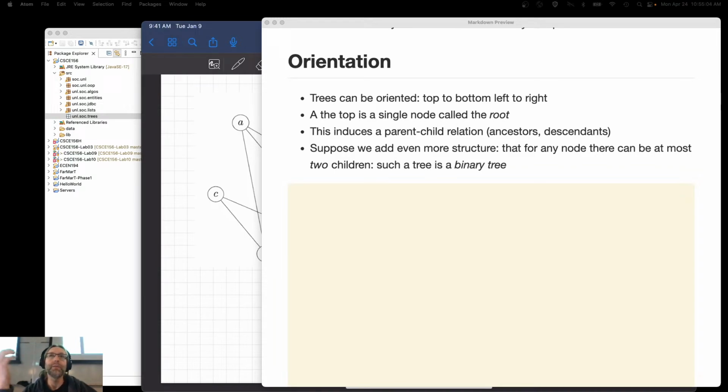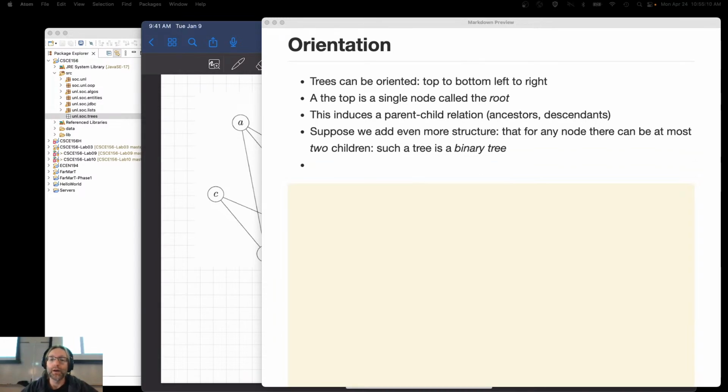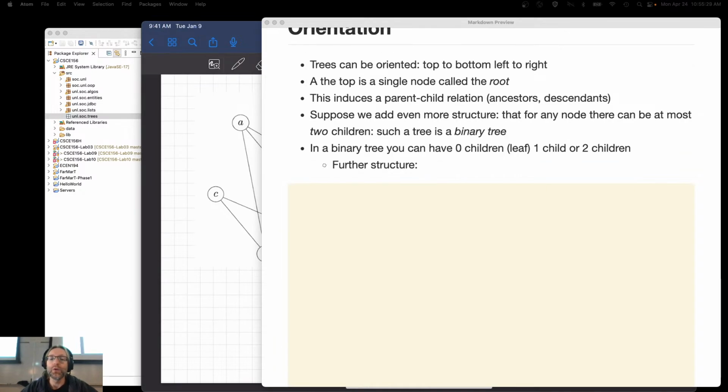And why binary? Because base 2, 0 and 1, that's a reference to that, right? In a binary tree, you can have 0 children. This is a leaf, right? 1 child or 2 children. You can further orient these left to right, further structure. We will orient the 2 children to left and right.